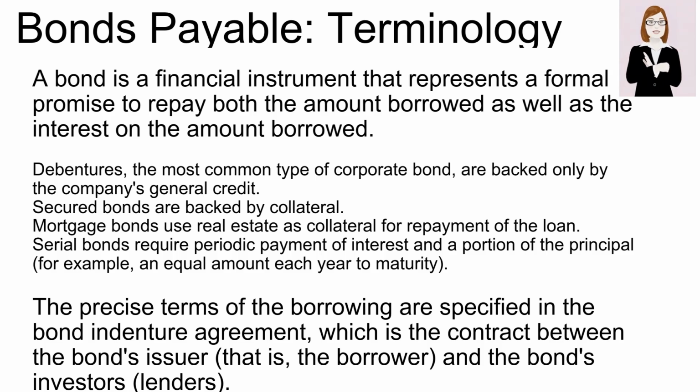Bonds are formal promises to repay borrowed amounts plus interest. Debentures rely on a company's credit, while secured bonds use collateral. Mortgage bonds are backed by real estate. Serial bonds involve periodic principal and interest payments. The bond indenture agreement outlines the borrowing terms between issuers and investors.